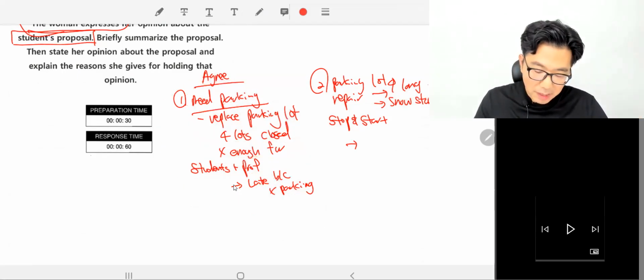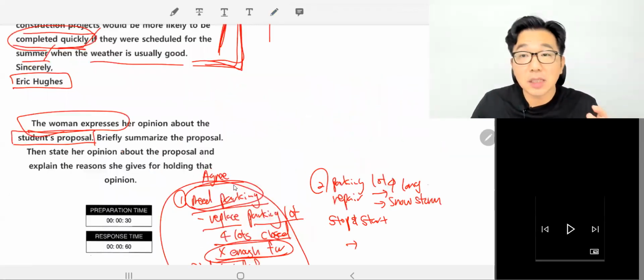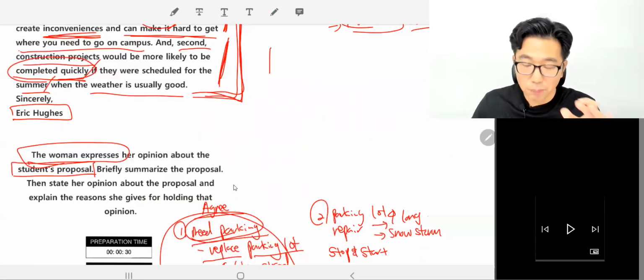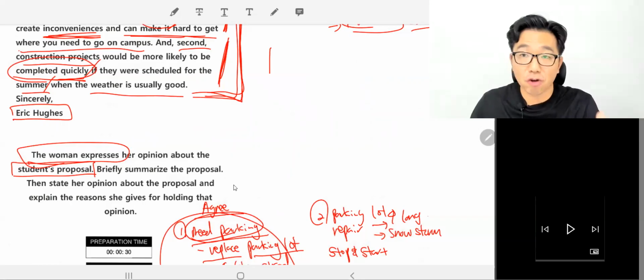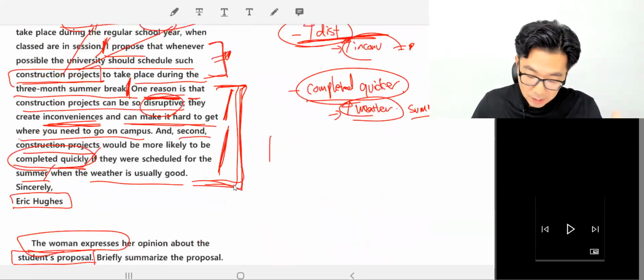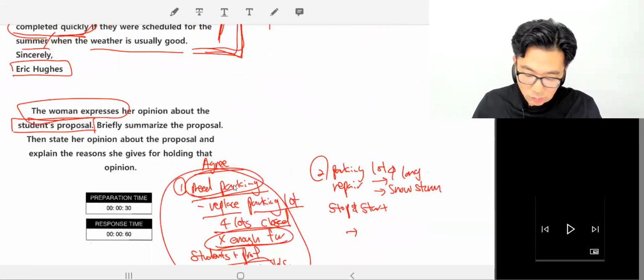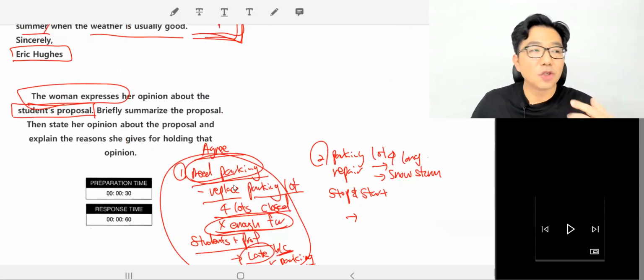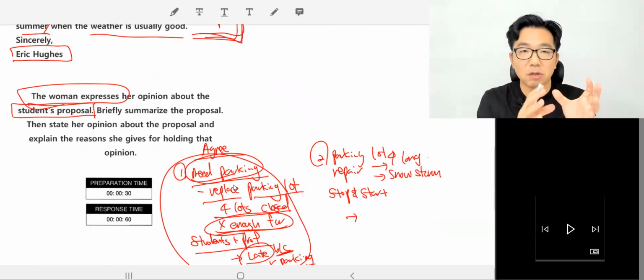So this is what I mean by synthesize. You need to do this. You need to complete this during the preparation time. I'll demonstrate this for you. Okay. So we need a topic sentence. We are not going to say, she needs parking, blah, blah, blah. We are going to structure it better.